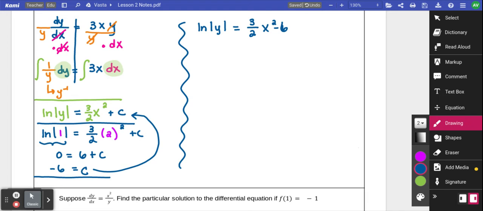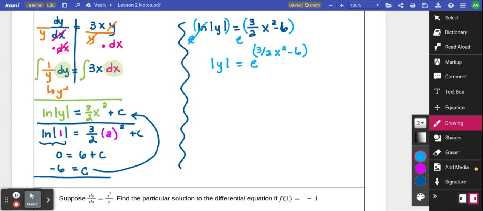So I'm going to use e to undo natural log, just like natural log undoes e. So I'm going to do e to the power of the left side and e to the power of the right side. Now this natural log and the e are inverse operations. They basically cancel each other out. So we get the absolute value of y equals e to the 3 over 2 x squared minus 6 power. And that is all part of the power of e here.